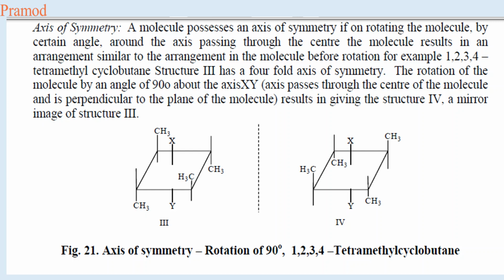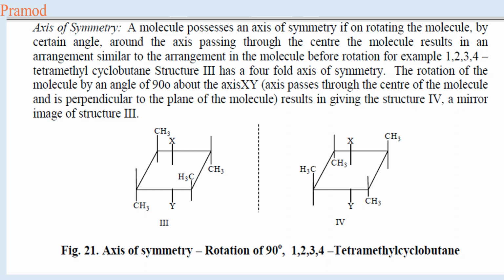Now let's come to the next, axis of symmetry. What do you mean by axis? A central axis is nothing but a central line which is equidistant from the four corners of your molecule. A molecule possesses an axis of symmetry if rotating the molecule by a certain angle around the axis results in an arrangement similar to the arrangement before the rotation. Take this particular molecule, 1,2,3,4-tetramethyl cyclobutane, with an XY axis.